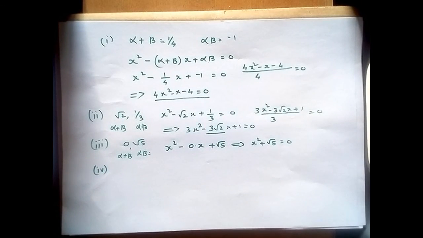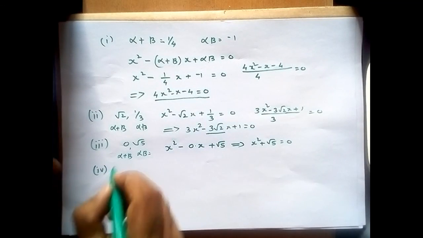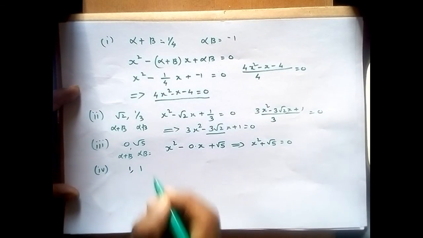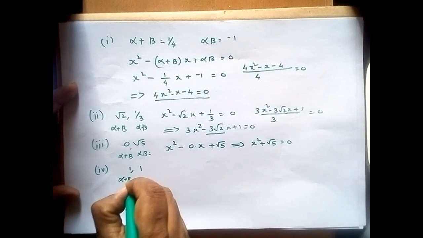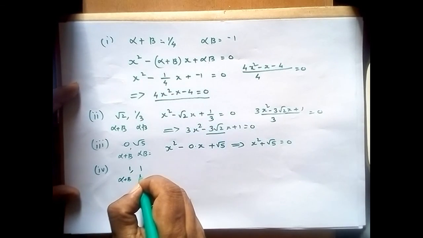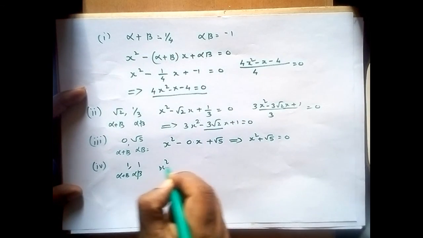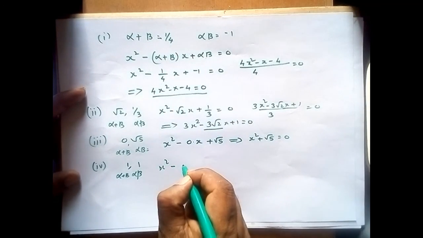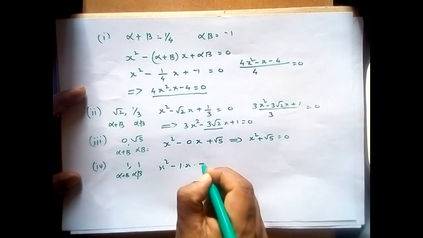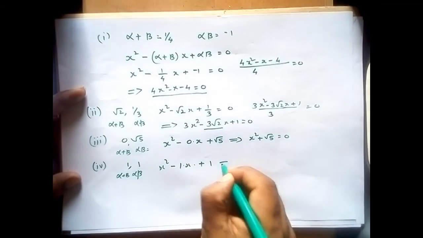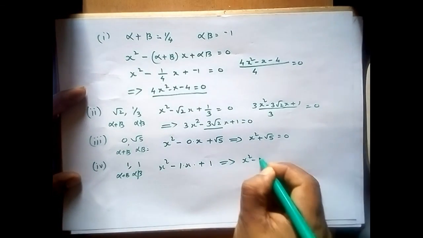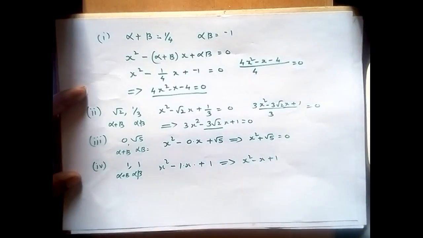Fourth one is 1 and minus 1. So this is alpha plus beta and alpha beta is equal to 1. Again x square minus 1 into x plus 1. That means x square minus x plus 1. So this is the polynomial.